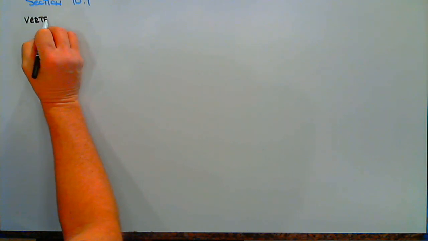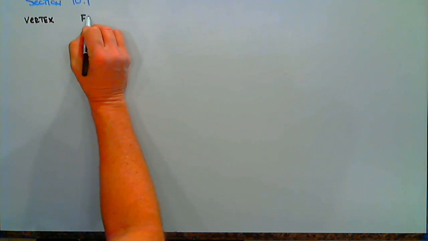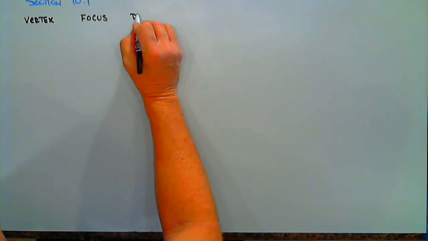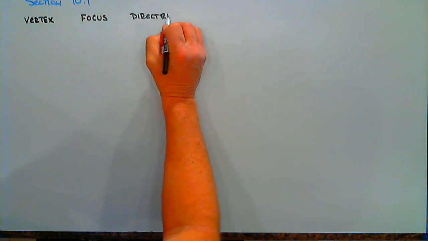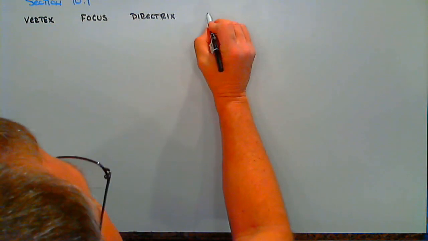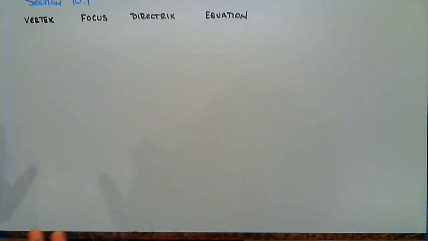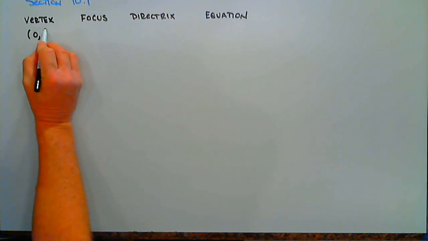Okay? So here's what we know. We're going to talk about where is the vertex. We're going to put the vertex down first. And then we're going to talk about where is the focus. And then we're going to talk about where is the directrix. And then we're going to talk about the equation. Okay. Now we're going to use this table twice. We're going to write it down 2 times. We're going to start with the case where the vertex is (0, 0).